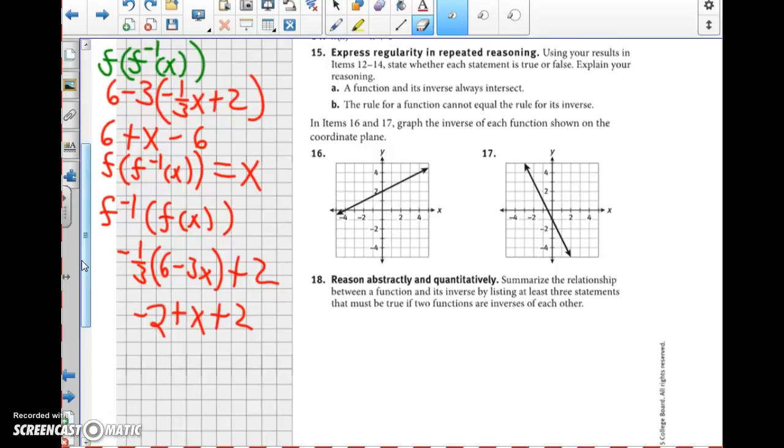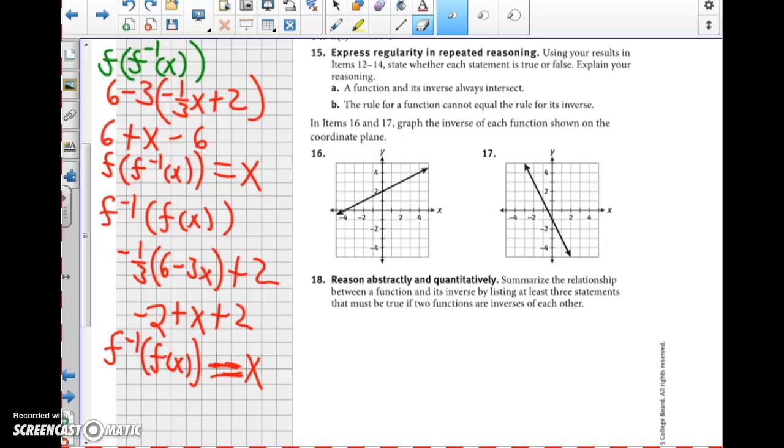Okay, and then what you're going to do? Combine like terms, so you're going to get what for the answer? X. You're going to get X for the answer. So once again, when you show that they're both X's, then you prove that they're inverses. Okay, that's it.